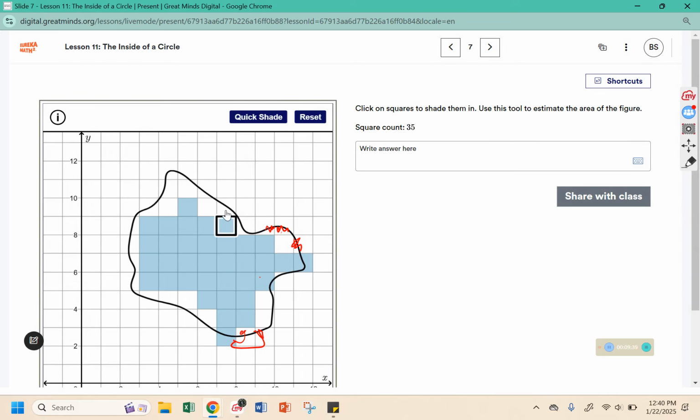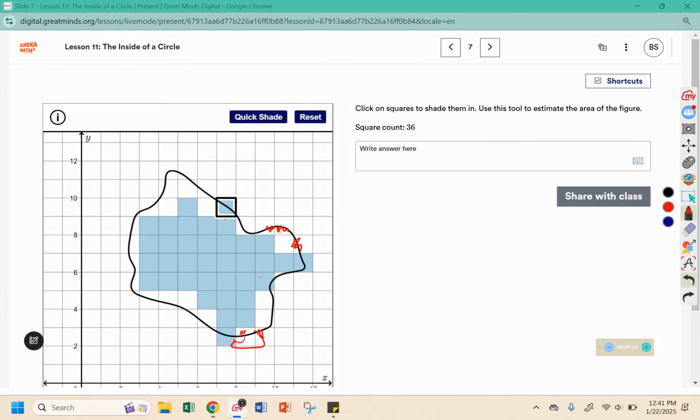This one looks like about half of a square. And here's another one that's about half of a square. So if I combine this piece and this piece together, that could create one. And I'll check off that I've already taken that one into consideration.